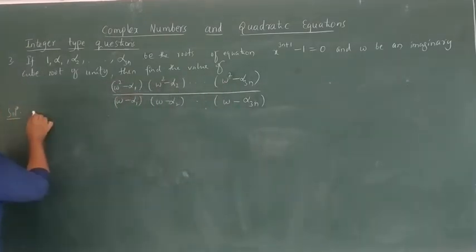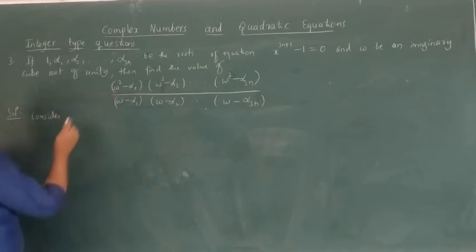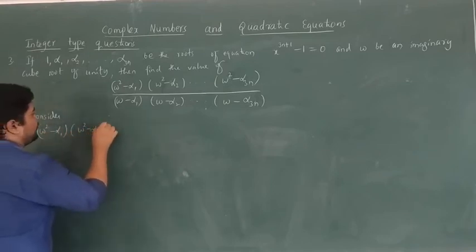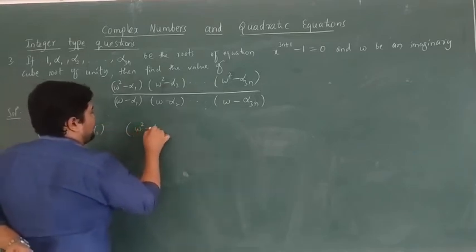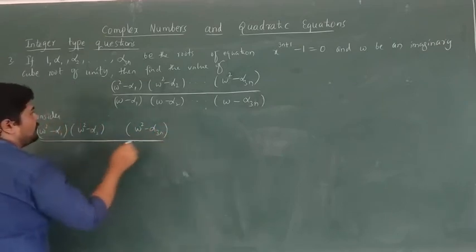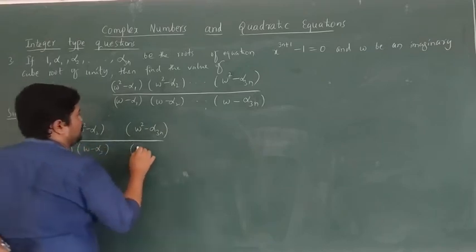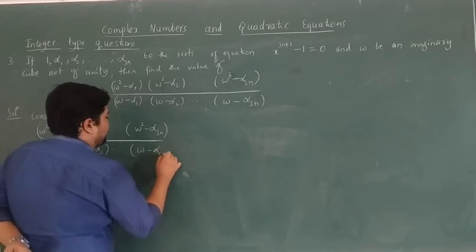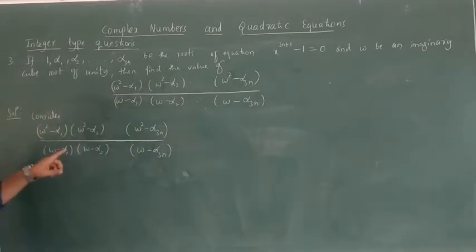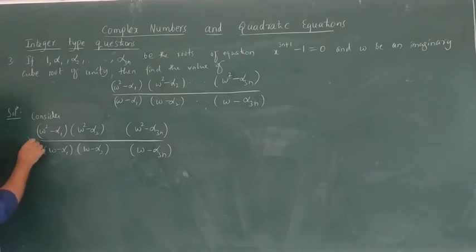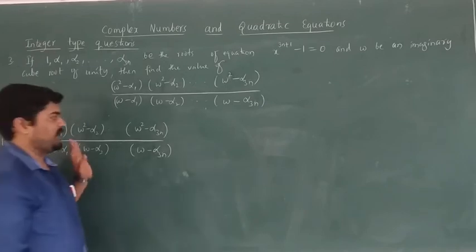Now, consider the given expression, that is (ω² − α1)(ω² − α2) and so on up to (ω² − α3n), whole divided by (ω − α1)(ω − α2) and so on up to (ω − α3n). Now, here I will multiply and divide this entire expression, in both the numerator and denominator, by the term ω² − 1.